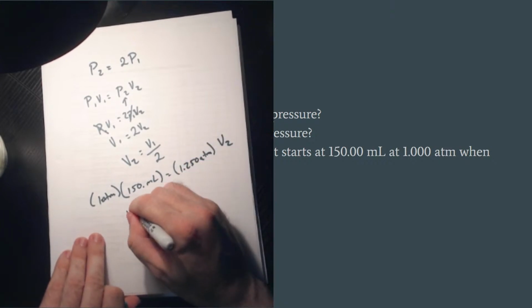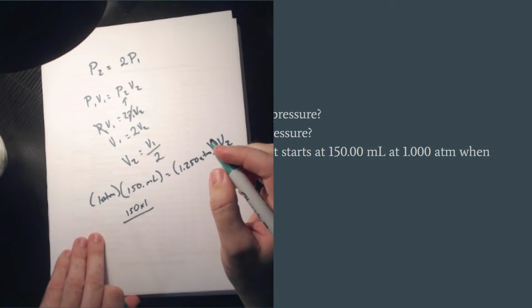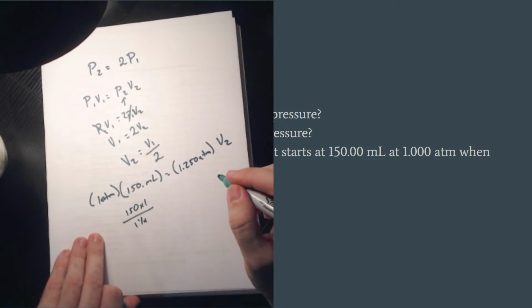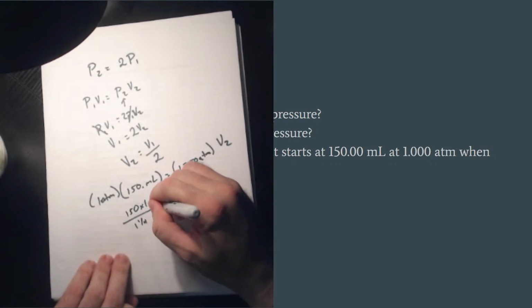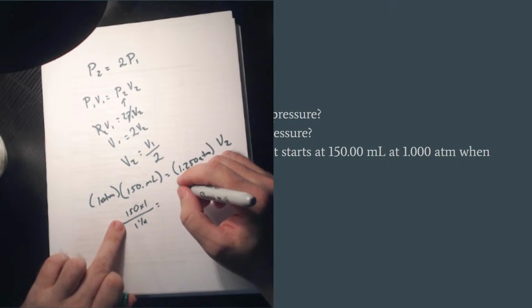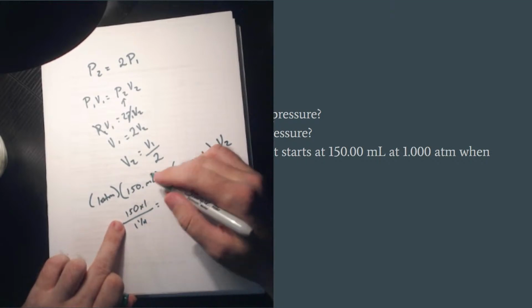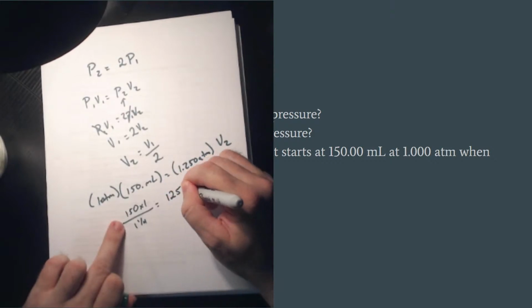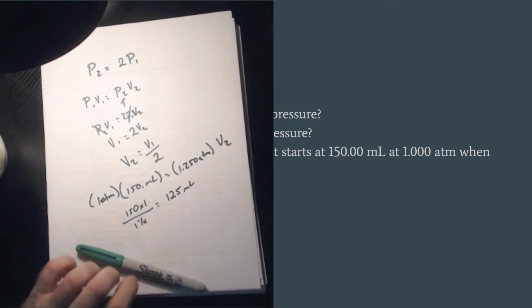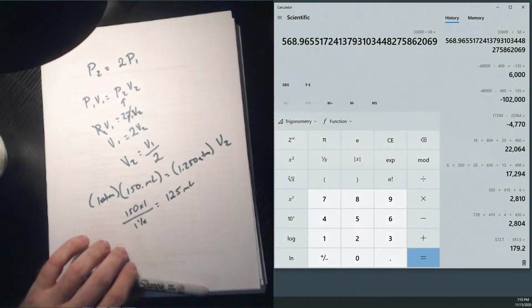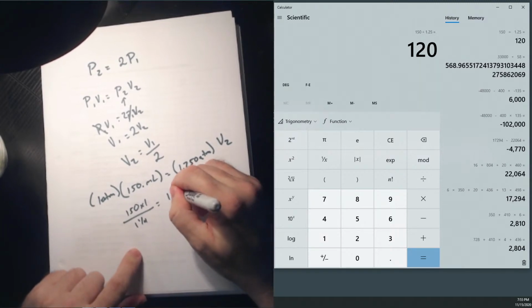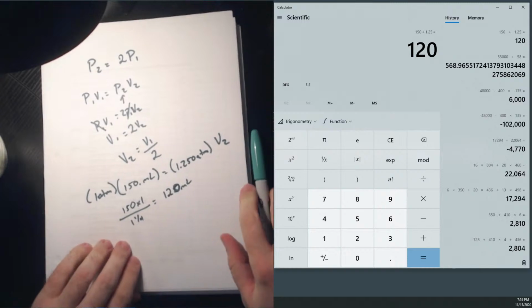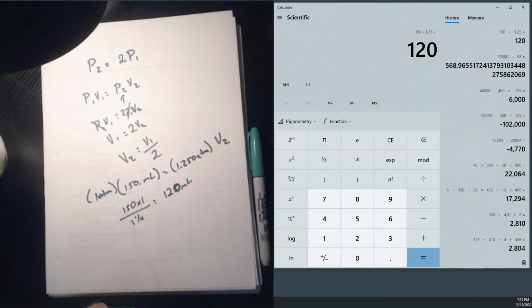So basically it's 150 times 1 divided by 1 1/4. So we're dividing by 5/4, so it's going to be multiplied by 0.8, so 125 mils. Let's double check that. 150 divided by 1.25, that's 120. 120 mils. All right, so you increase the pressure a little bit, the volume's going to go down a little bit. So a Boyle's law problem is relatively straightforward.